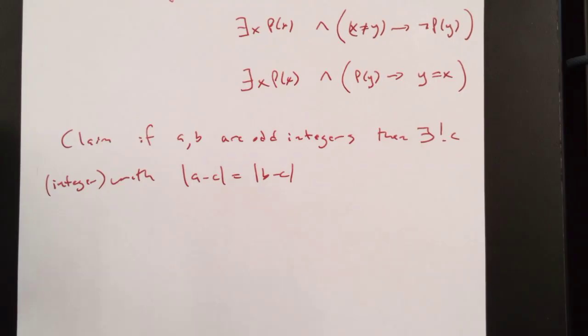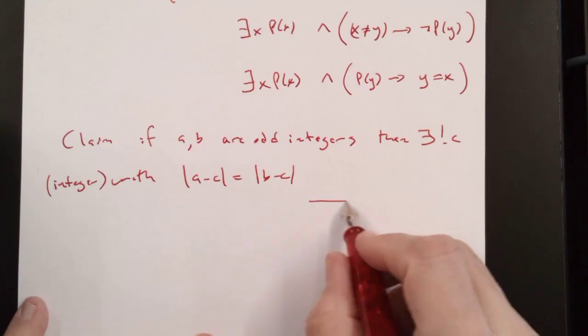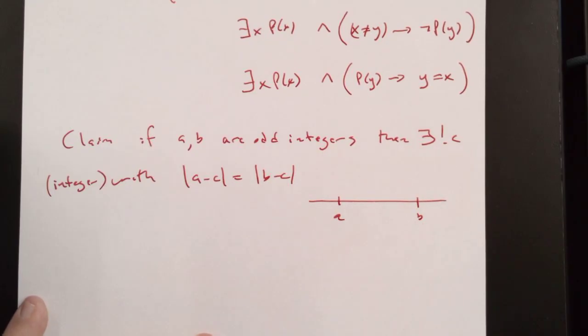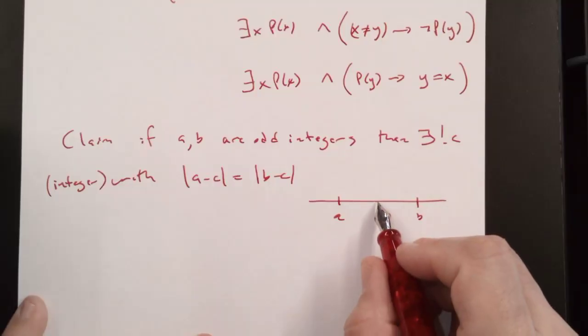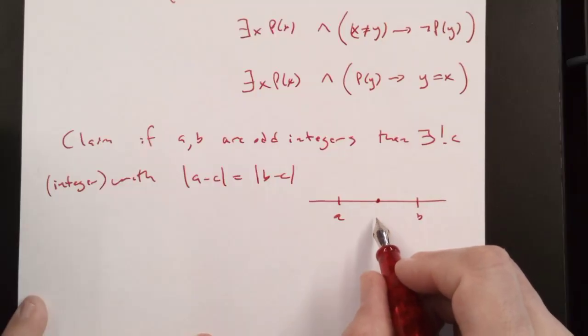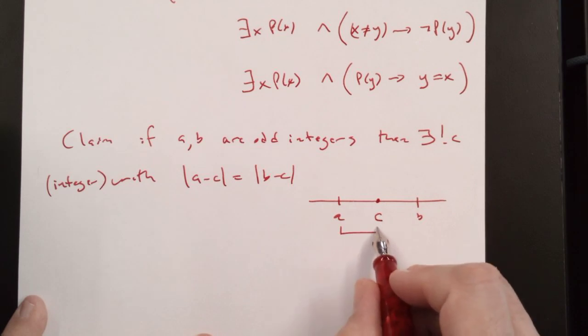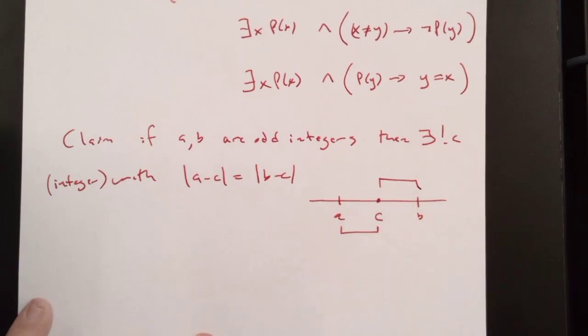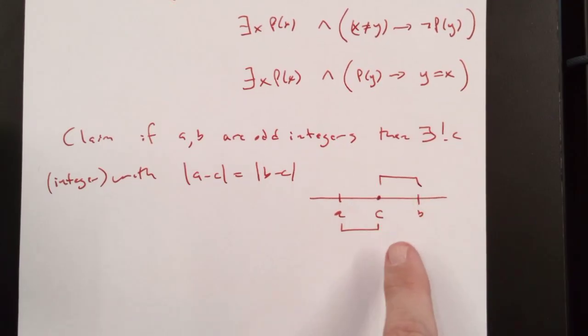I think of these as distances. I'm on a number line. I have a and b. They're both odd numbers. I want that number in absolute value to match that number in absolute value. Where is that point c? Geometrically, it's the middle. So it's the average of the two, isn't it? Okay, let's see if we can prove this.